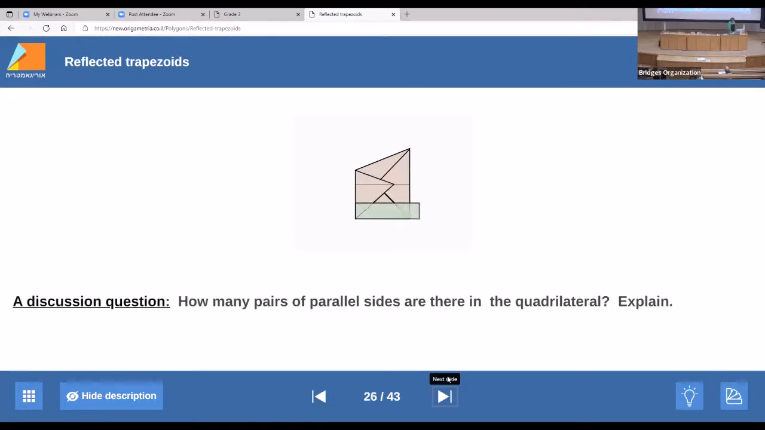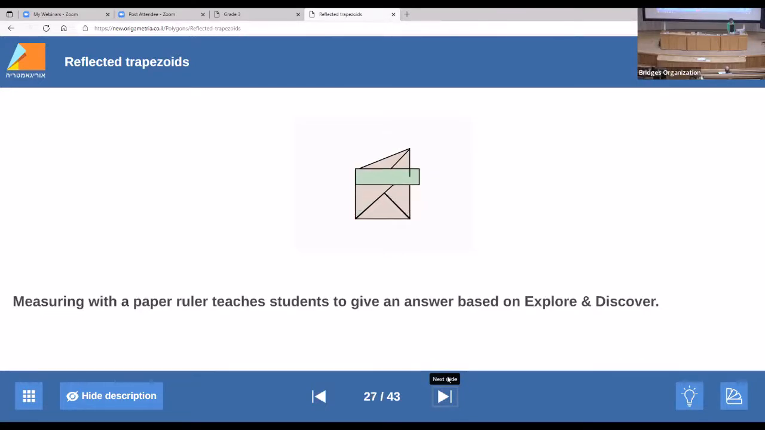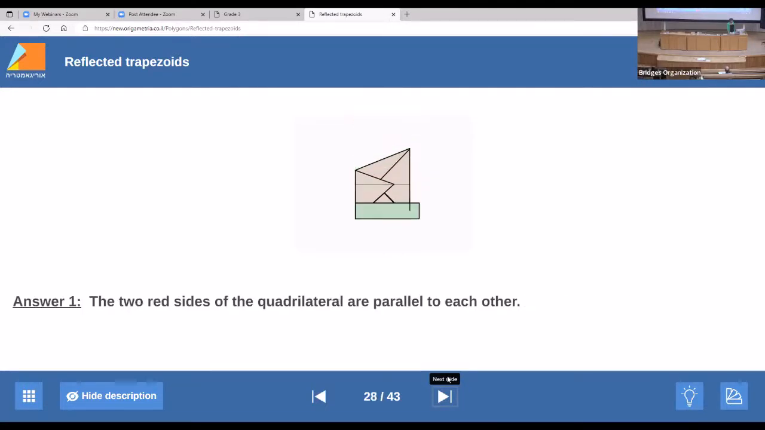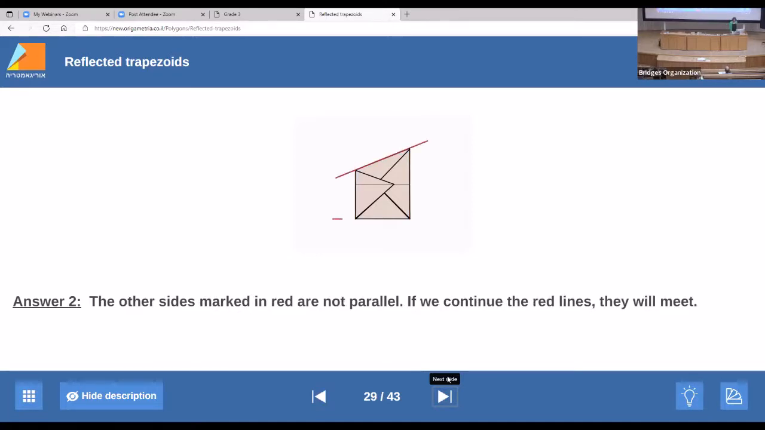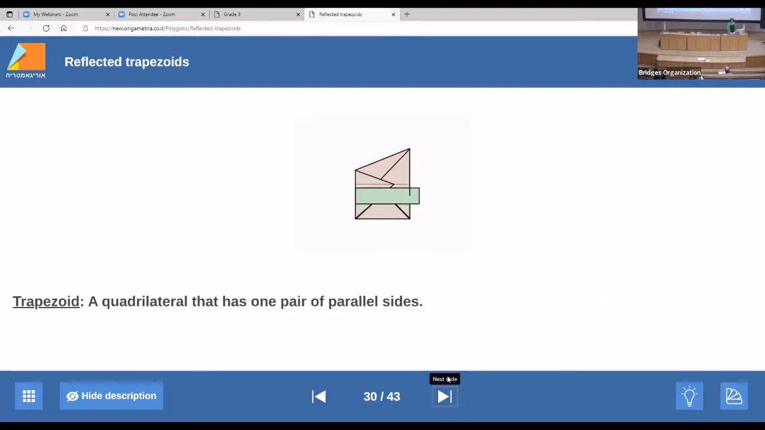So after you got it, we check again. How many pairs of parallel sides do we have? So we check with the measuring tool. Okay. And we see that this side is parallel, two sides parallel. So this is how we mark it. And then we look at the other two sides and we see they are not. So what do you think? Is this a trapezium? Now the children know what a trapezium is.